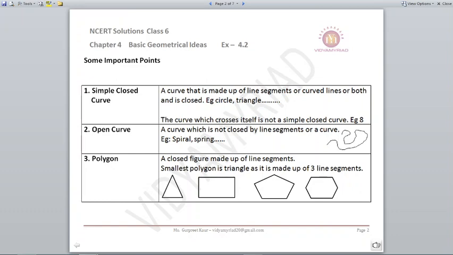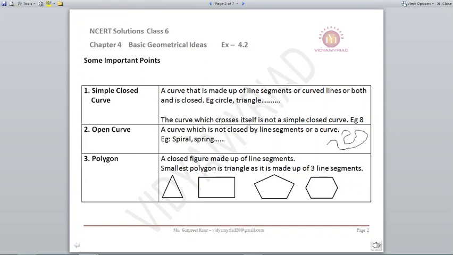But if they cross with one another, then it is not a simple closed curve. For example, an 8 I have written over here, or many more shapes are there. If they cross over one another, then it is not treated as a simple closed curve. So for a simple closed curve, the lines or the curves should meet with one another without crossing over them.